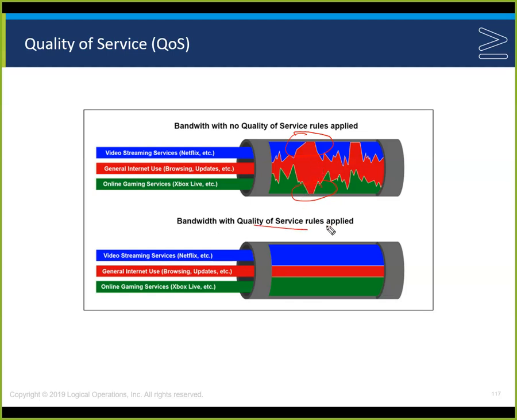Down here with quality of service rules applied, the video streaming gets allocated a certain amount. So maybe it gets allocated 20% of the bandwidth. And then the general internet browsing gets allocated, well, let's make this one maybe 50%, because we're going to make these lower. This one may be 20%, and then our gaming would be 30%, so that everybody gets their little portion of what goes on.